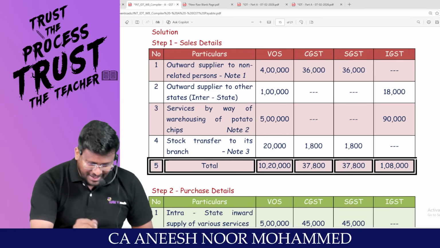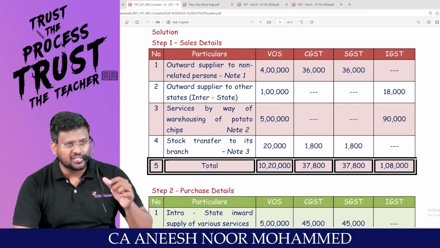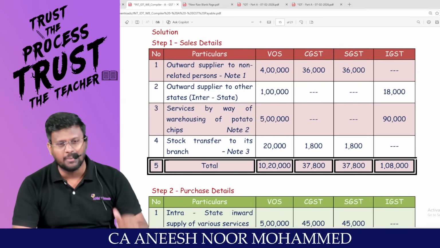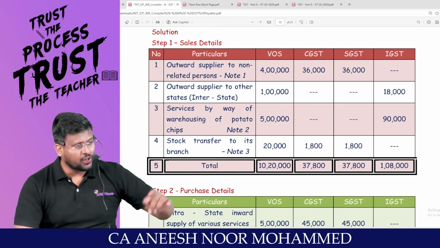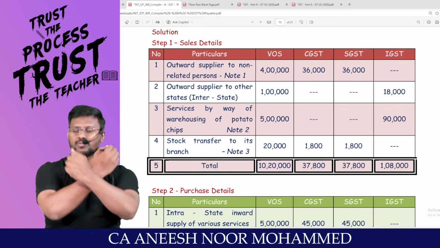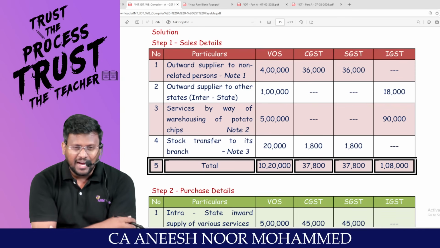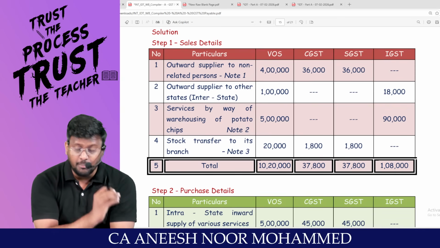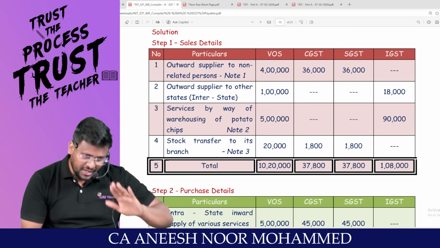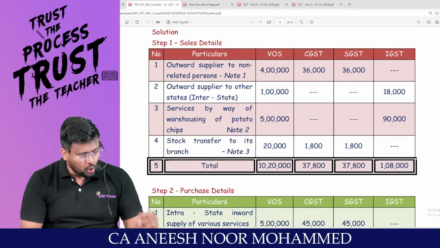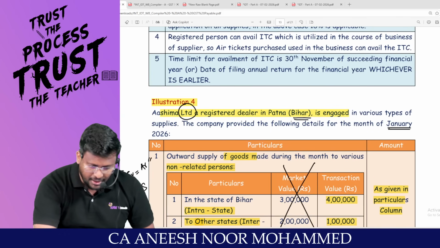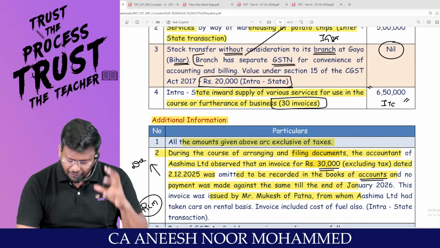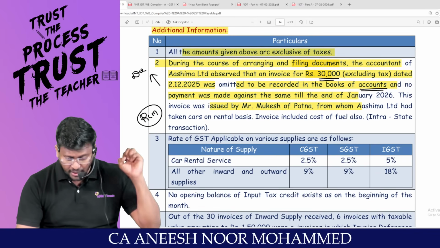This is for rent-a-cab services. If you are purchasing a motor vehicle, you are not liable to take ITC. If you are taking a motor vehicle for rent, for that also ITC is blocked. Renting or hiring of motor vehicle is blocked credit. Hence, even in the next month, even though you have paid tax under RCM, you are not liable to take ITC. What a brilliant, fantastic, outstanding adjustment.